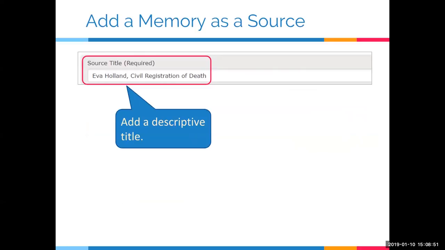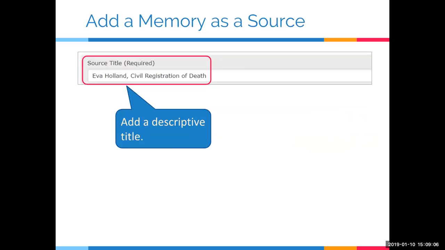And so in this case, just very simply, I mentioned the name of the person. The reason I did that is I noticed that FamilySearch does that a lot with their sources. So I put the name first, and then I just put what it is. It's a civil registration of death.